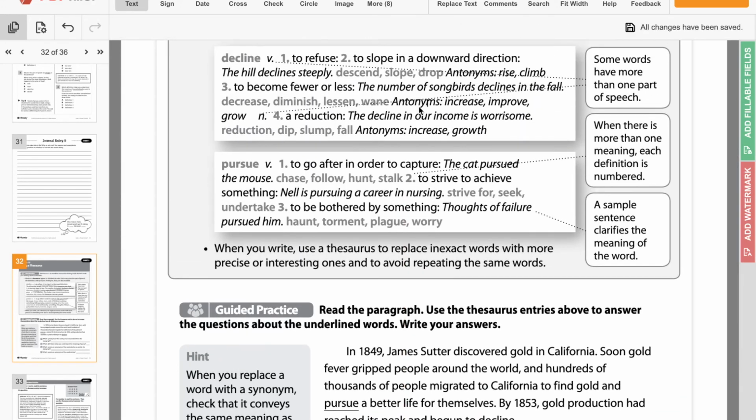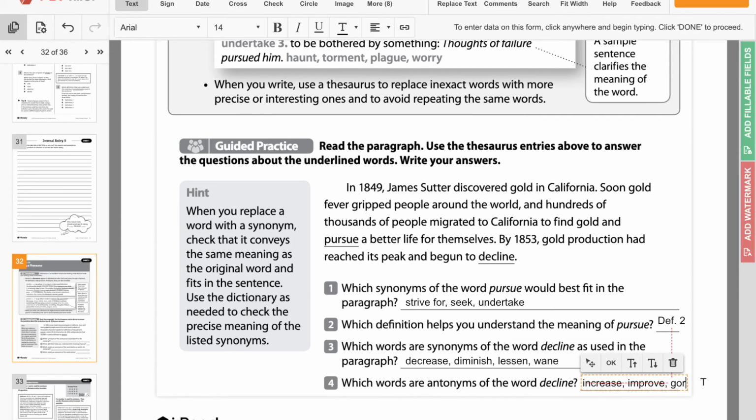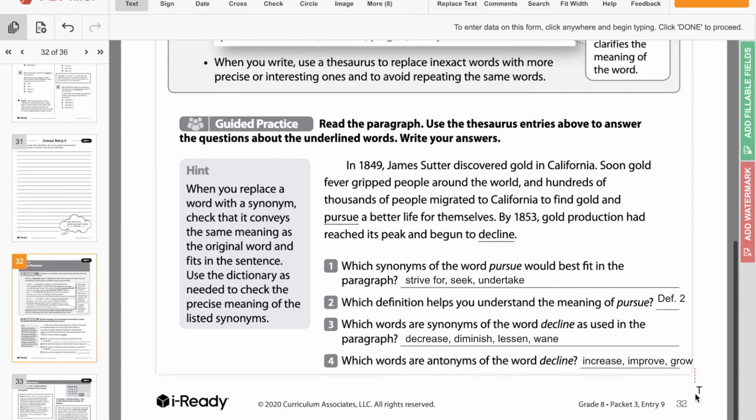Now, which words are the antonyms of that? Well, they're going to be right after it. So it says antonyms, increase, improve, grow. So increase, improve, and grow. Okay, so we finished the guided practice.